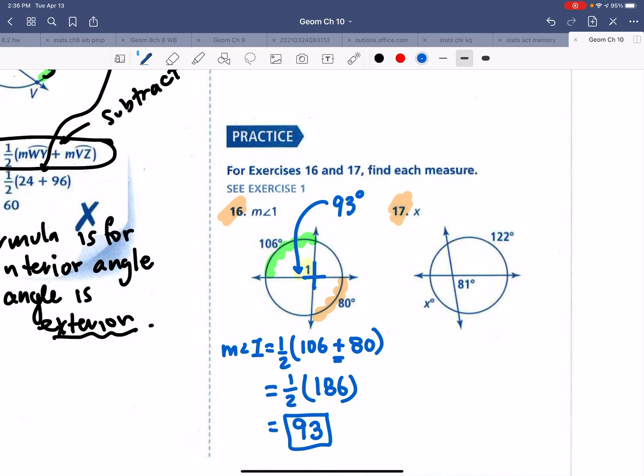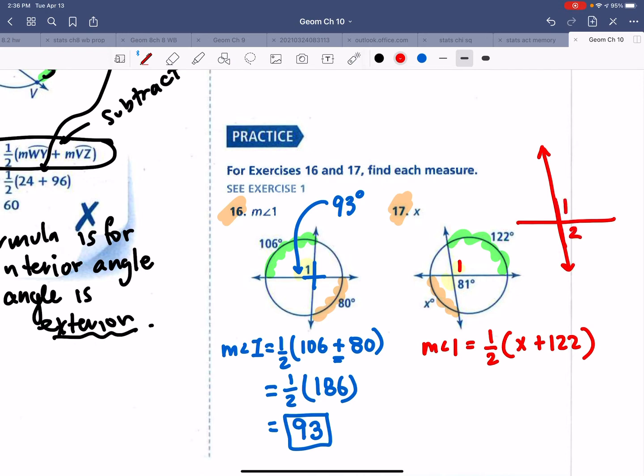What about number 17? Interesting. A couple ways to do this. I've got these outer arcs, right? This one and this one should average together to give me this angle or this angle, either of those angles. So I'm going to call that angle 1. So the measure of angle 1 is equal to 1/2 of x plus 122. However, I know that if I call this angle 2, these two have to add up to 180. So if this one is 81, this one has to be 180 minus 81, or 79, right?